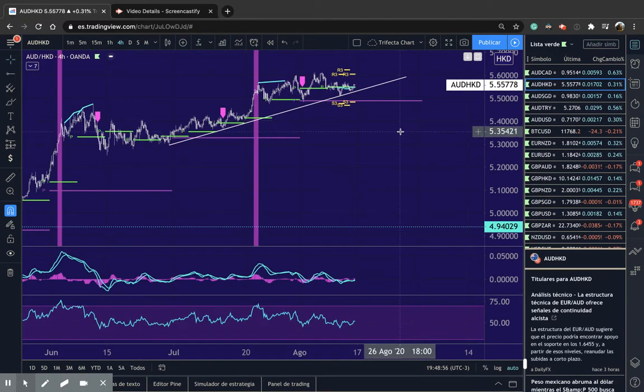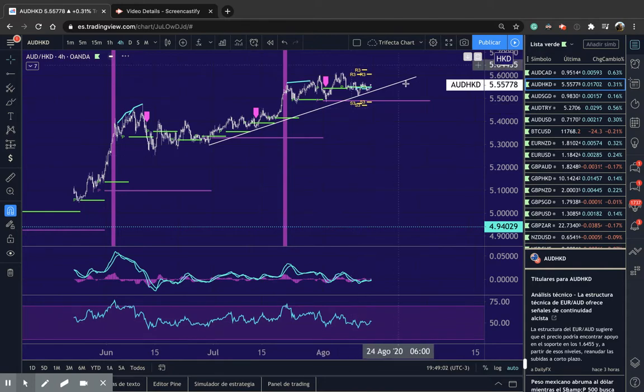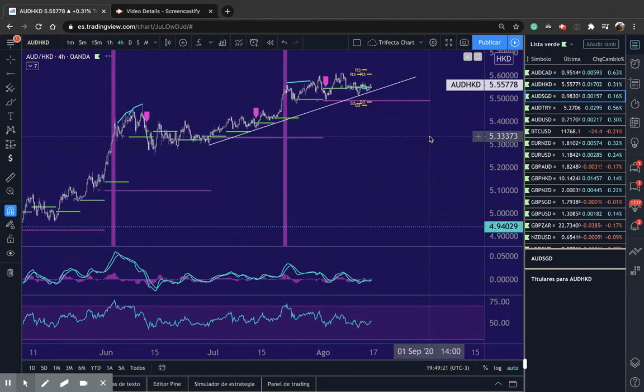Next, we have Australian dollar against the Hong Kong dollar, and we are waiting for the break of this trend line. We are almost there. We have MACD divergence, and we have everything that we want to see: a tomahawk setup, trifecta setup, a really amazing target over here with the June pivot. We just have to wait for a break of the trend line.